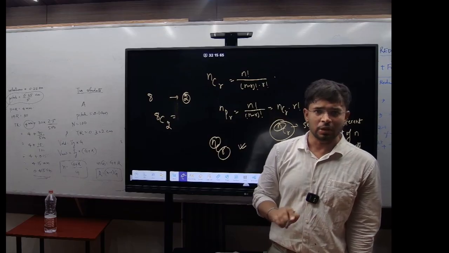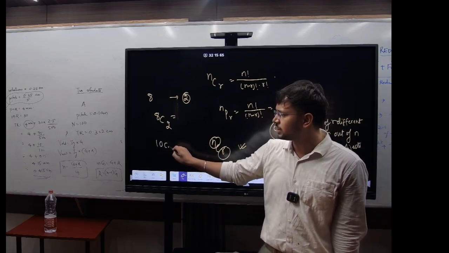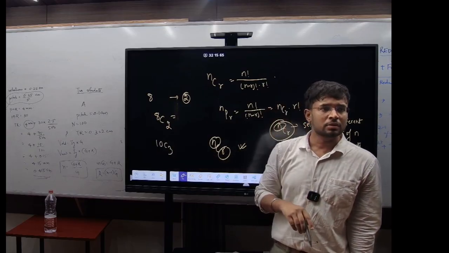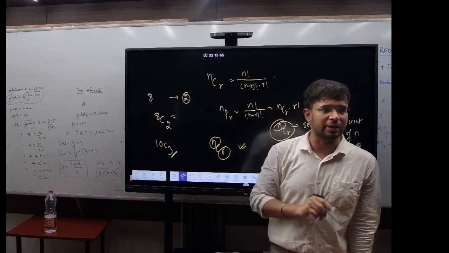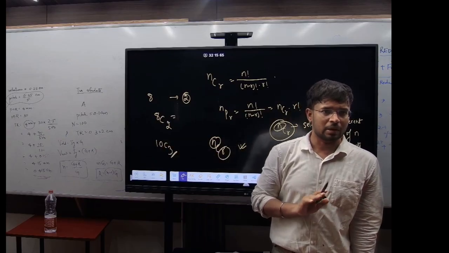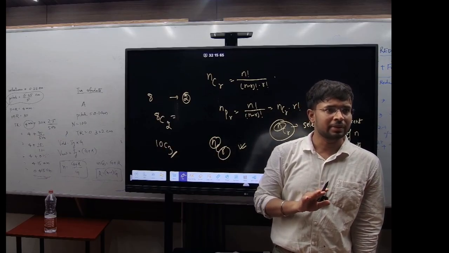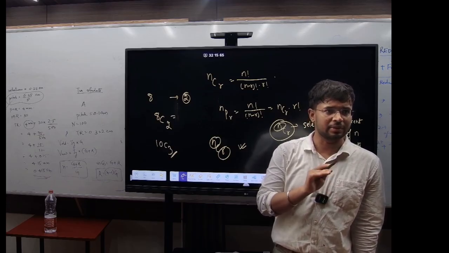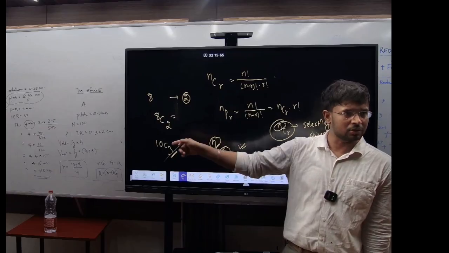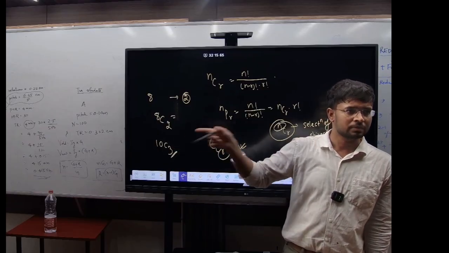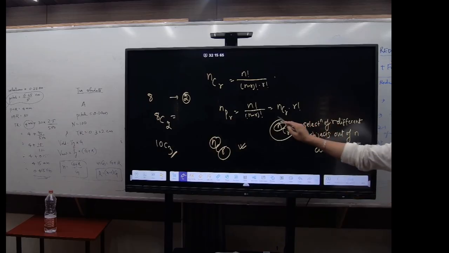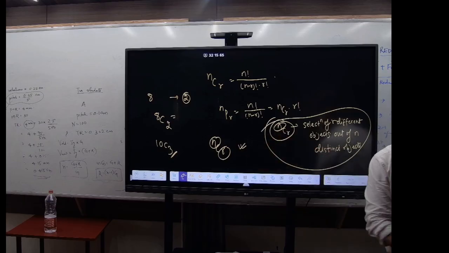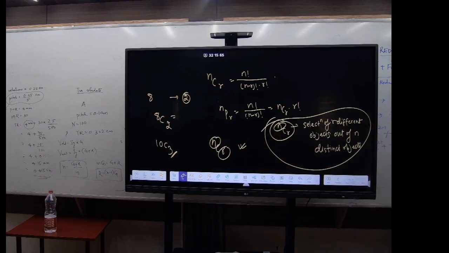Is that understood? If I write 10C3, what does this mean? Selection of 3 objects out of 10 different objects. Is that understood, everyone? Now one more thing: first write down this NCR meaning, and I'll tell you how to solve NCR fast.